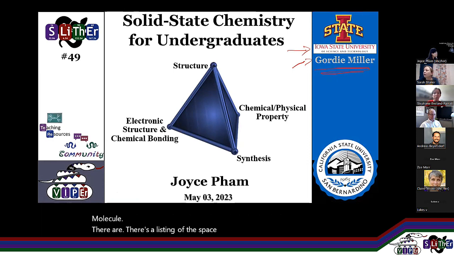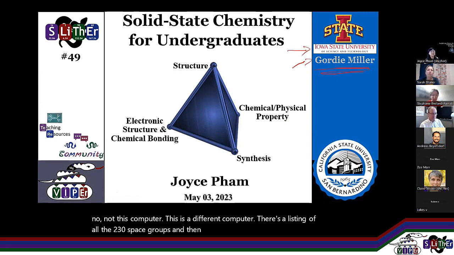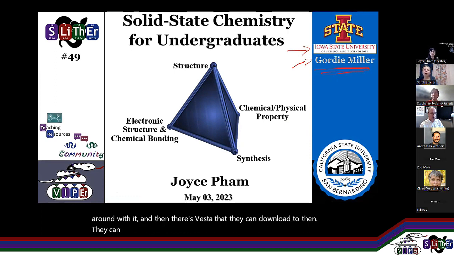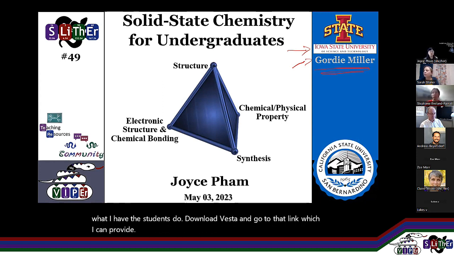I don't know if I have it, oh no, not this computer, this is a different computer. There's a listing of all the 230 space groups, and I've shown the students how to play around with it. Then there's Vesta that they can download, and they can draw their structures and rotate them around. That's what I have the students do: download Vesta and go to that link, which I can provide afterward to Sarah, if you'd like. Great, that'd be great. Thank you.